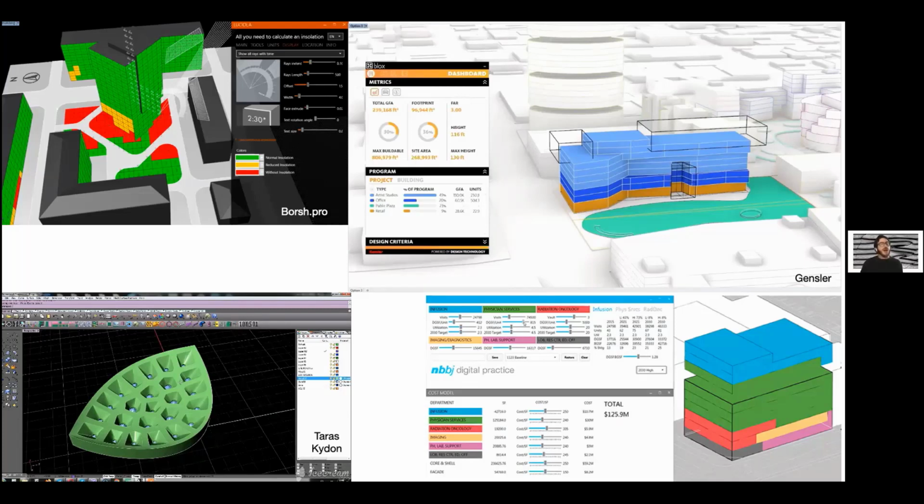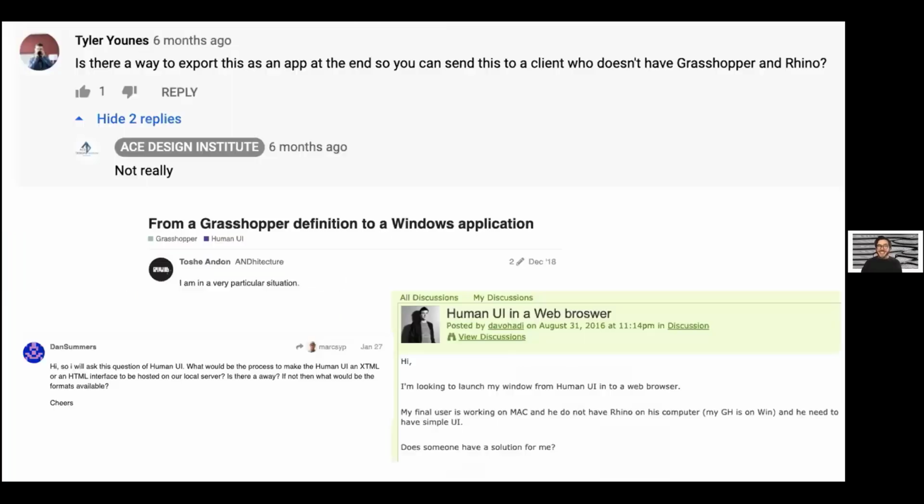But as proud as I am of this work, there's a question that kept coming up over and over and over again. And this question still bothers me. And that's, is there a way to turn this into an app? Can I put it on the web? Can I make it a desktop app? Can I have it on my phone? Can I take it somewhere else? And we're gonna come back to this question.